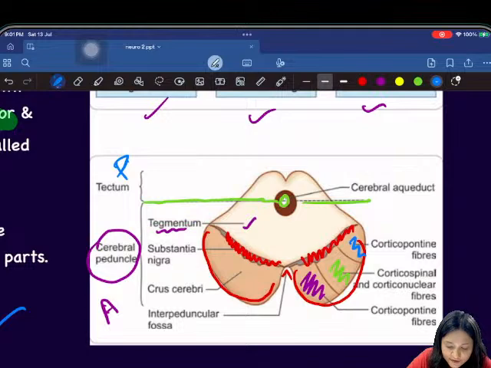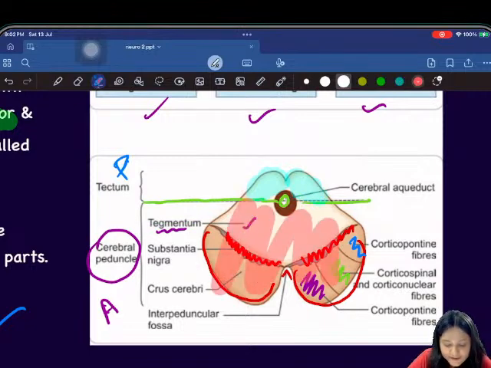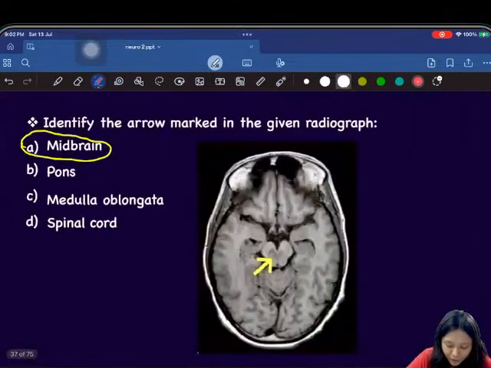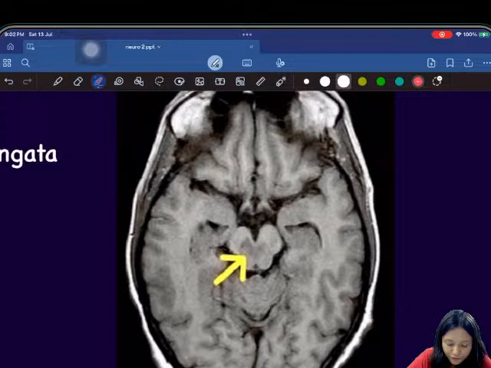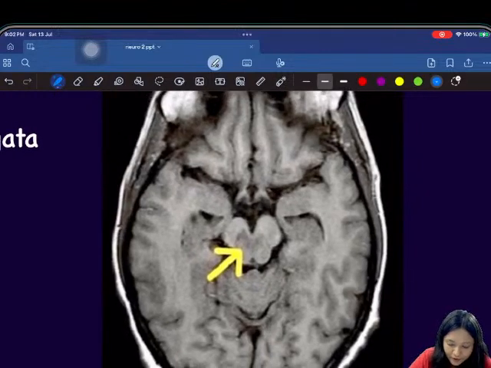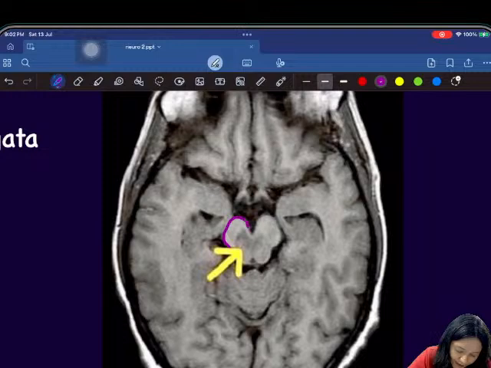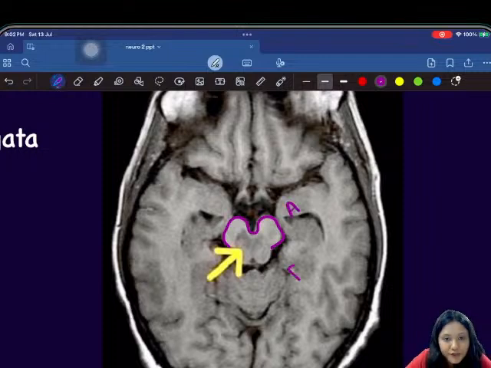Behind this area is the tectum. And the entire area in front is the cerebral peduncle. Again the peduncle is divided into the substantia nigra, the crus cerebri, and then the tegmentum. So you can see here, as I have told you just now. What is this? This is the cerebral peduncle. The peduncle is lying anteriorly and the tectum will be lying posteriorly.